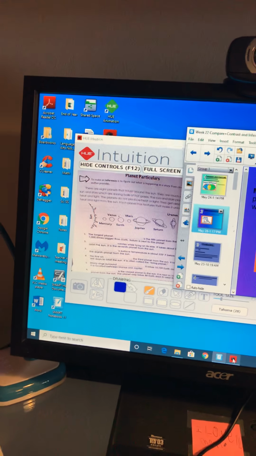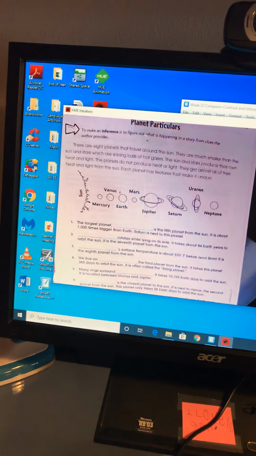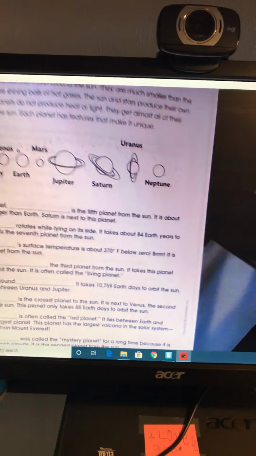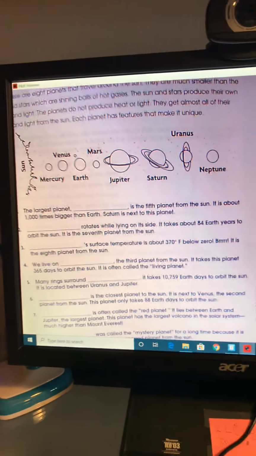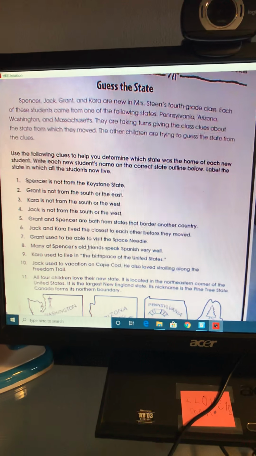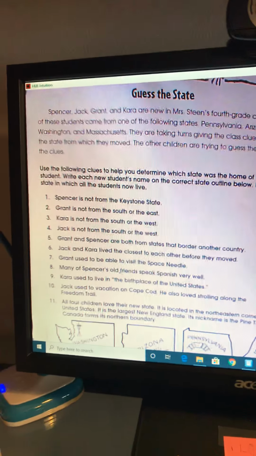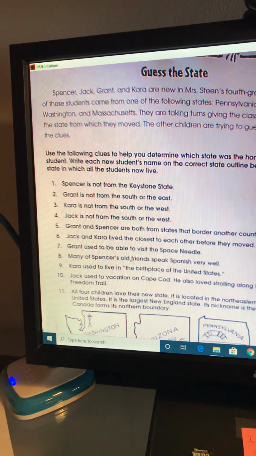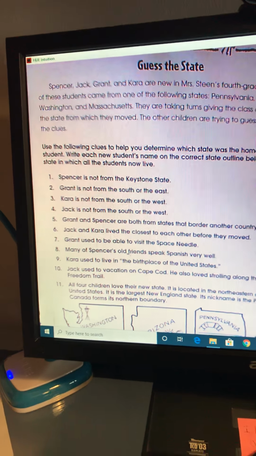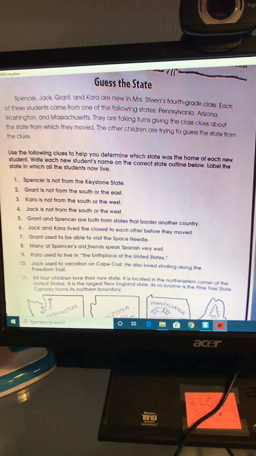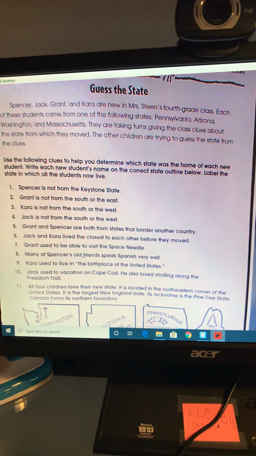So back to the worksheet, you have Planet Particulars, and then there are 8 questions at the bottom that you will use inferencing to answer. On the back side of that will be one called Guess the State. Again, you have to read the top and then use the clues to help you determine which state was the home of each of the new students. So again, taking what you know and what you read to decide what happens or why something happens.